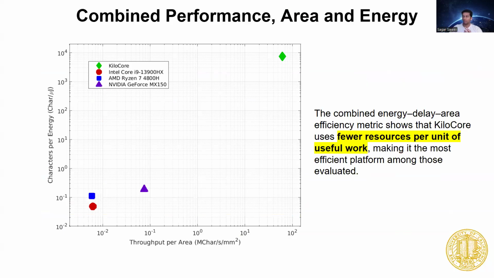Finally, to talk about the combined power, performance, area metric, KiloCore sits on the top right of this plot, which indicates that it's able to give maximum throughput per area, and it's able to process the maximum number of characters per unit energy in comparison to these metrics. So in short, KiloCore was able to perform the tasks with fewer resources per unit of useful work in comparison to all of the comparative processors.